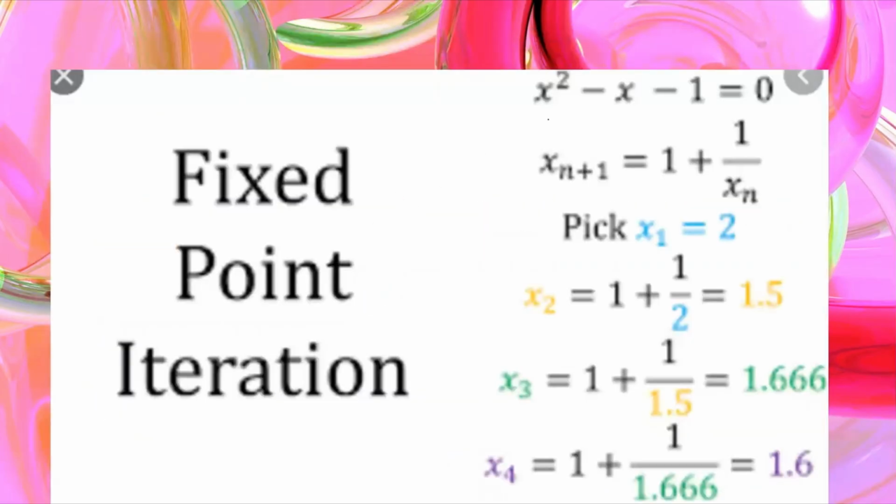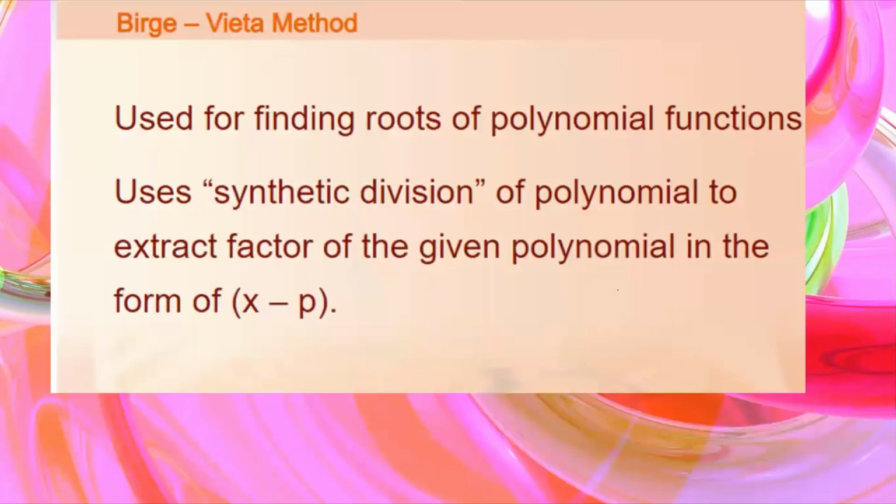So see the next problem, x square minus x minus 1 is equal to 0. I am taking, at iteration 1, x square is equal to 1 plus x, and your x is 1 by x plus 1. So your iteration formula is x i plus 1 is equal to 1 by x i plus 1. I'm starting with the initial value 2. How to get the initial value? You always choose an interval and take the mid value of that, then easily you can get it. So x1 is equal to 2, x2 is equal to 1 plus 1 by 2, 1.5, x3 is 1 plus 1 by 1.5, that is 1.666, x4 is 1 plus 1 by 1.666, that is 1.6. Like that you go on and repeat the procedure.